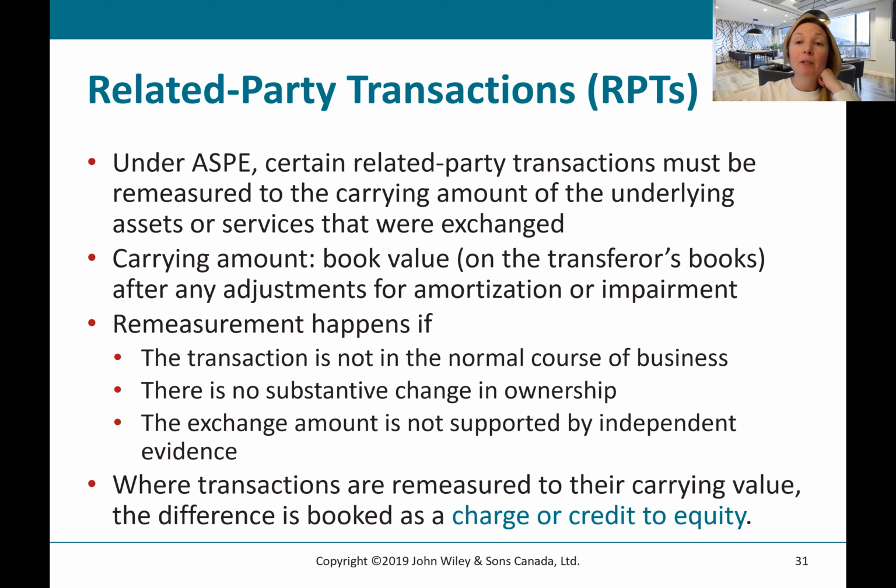So certain related party transactions must be remeasured to the carrying amount of the underlying assets or services that were exchanged. So the carrying amount is the book value on the transferor's books, so on the dealership's books, after any adjustments for amortization or impairment. Remeasurement happens if the transaction is not in the normal course of business, there is no substantive change in ownership, and the exchange amount is not supported by independent evidence. So where transactions are remeasured to their carrying value, the difference is booked as a charge or credit to equity.